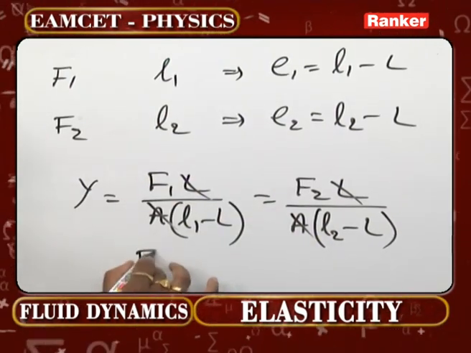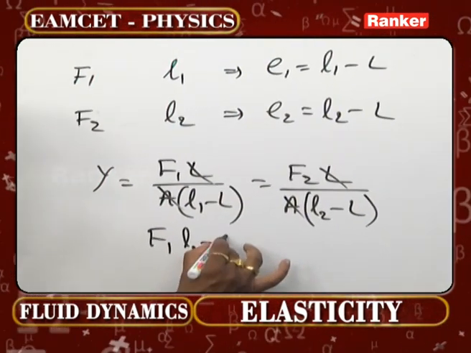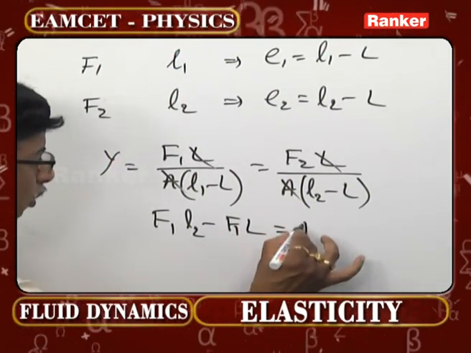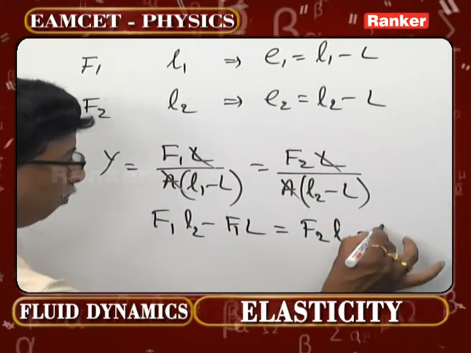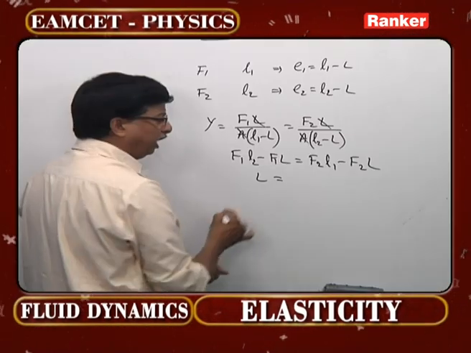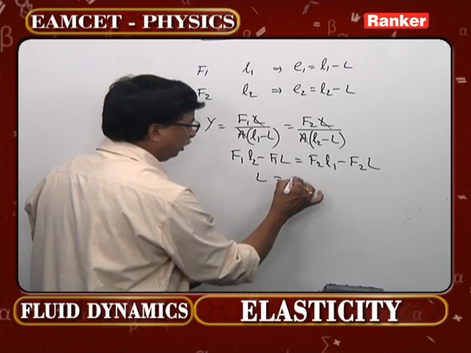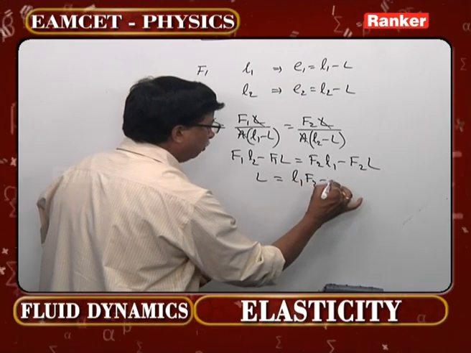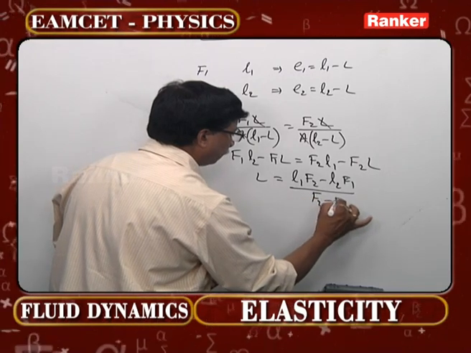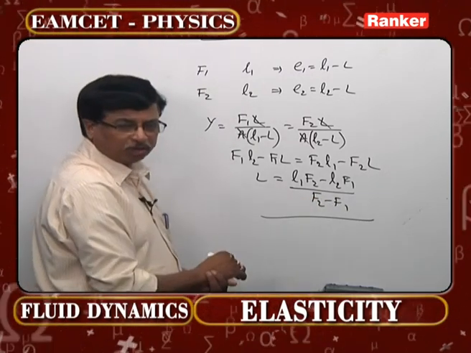Cross multiply this one. F1L2 minus F1L is equal to F2L1 minus F2L. From this you directly estimate L. What is the formula you are getting here? L1 F2 minus L2 F1 by F2 minus F1. That is the corresponding formula.